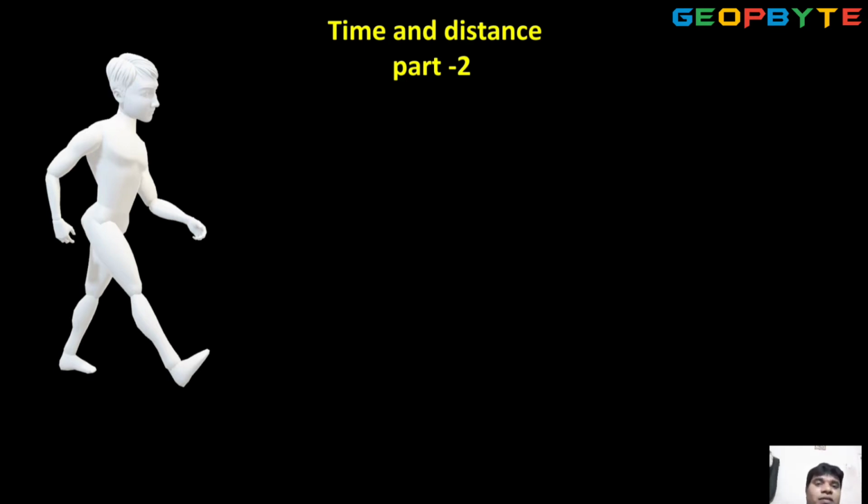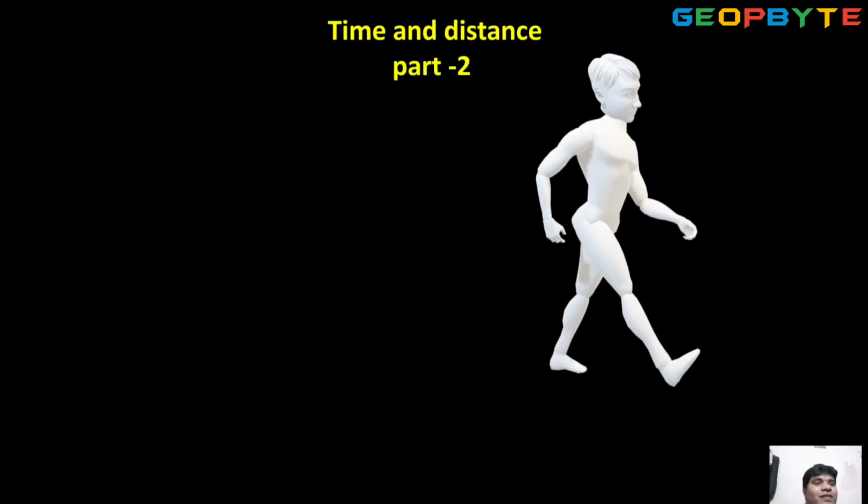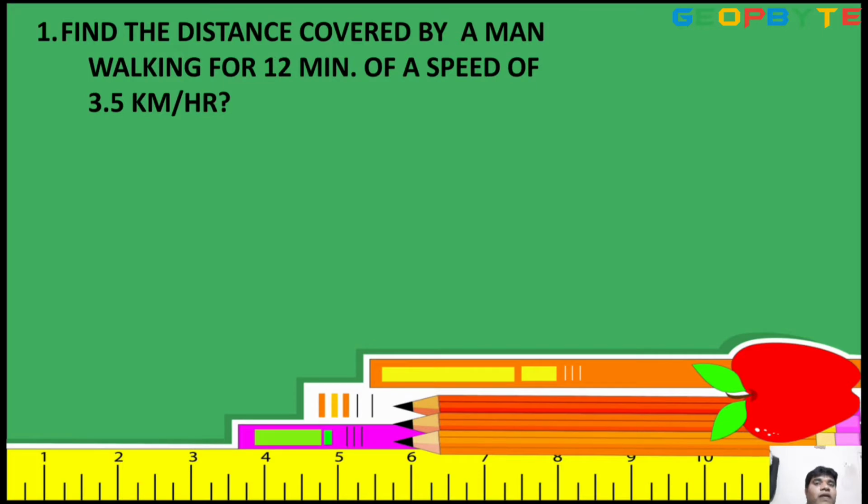Okay, children, observe. First one. Find the distance covered by a man walking for 12 minutes at a speed of 3.5 kilometers per hour. Here the speed is in hours and the time is in minutes.